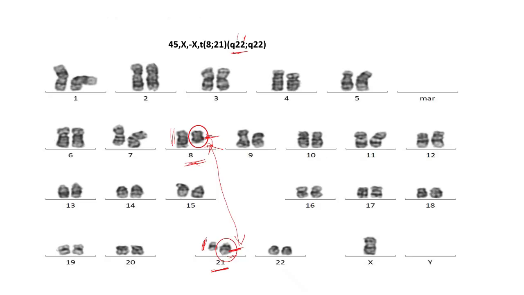So due to this translocation 8;21, the metaphase will look like this. The abnormal chromosome 8 will be smaller in comparison to the normal 8, and the abnormal chromosome 21 will be bigger or larger in comparison to the normal chromosome 21. Okay.